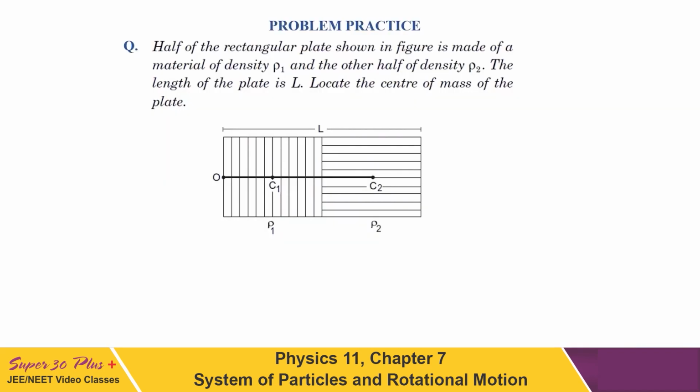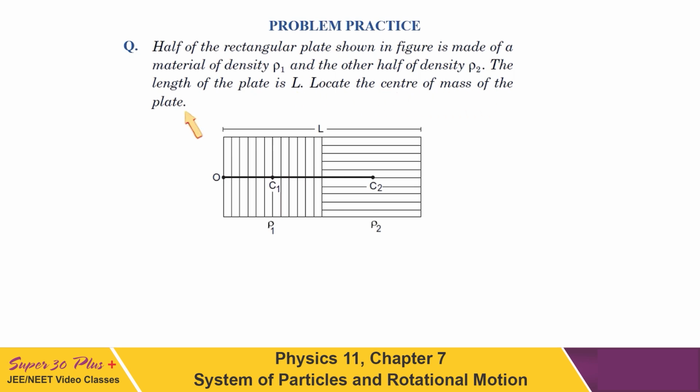Here all the questions are either from location of center of mass or motion of center of mass. So let's start with the first one. Half of the rectangular plate shown in the figure is made of a material of density ρ1 and the other half of density ρ2. The length of the plate is L. Locate the center of mass of the plate.